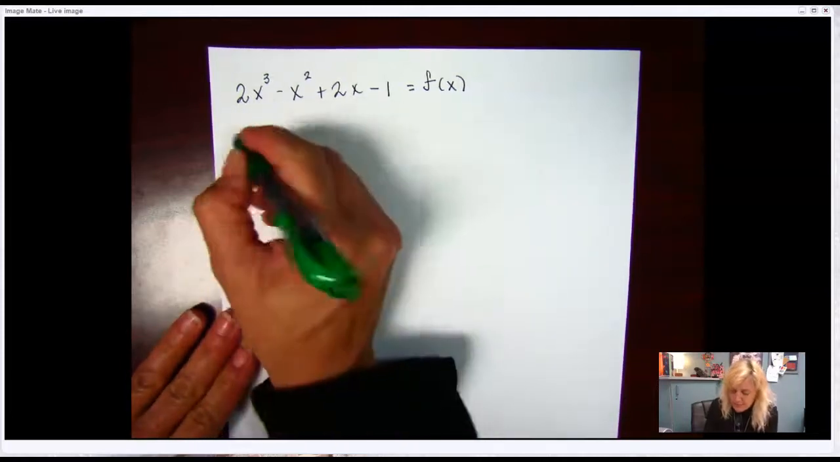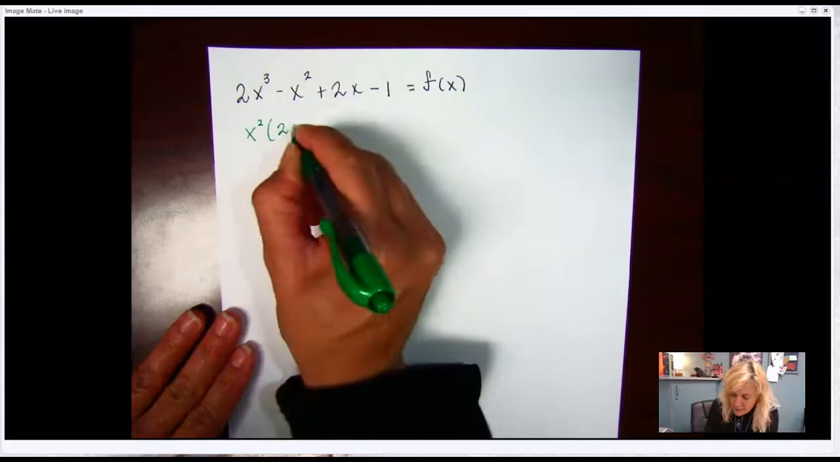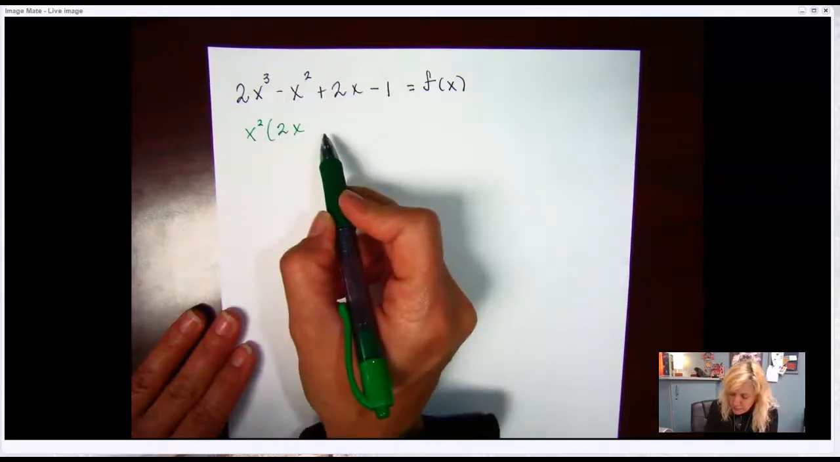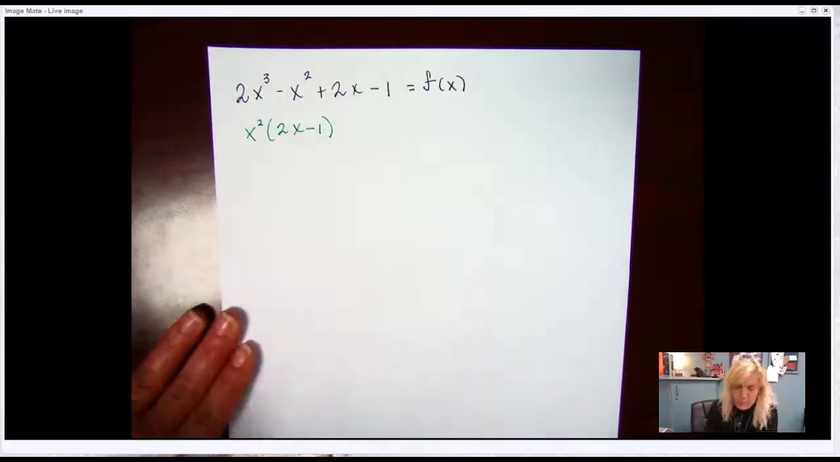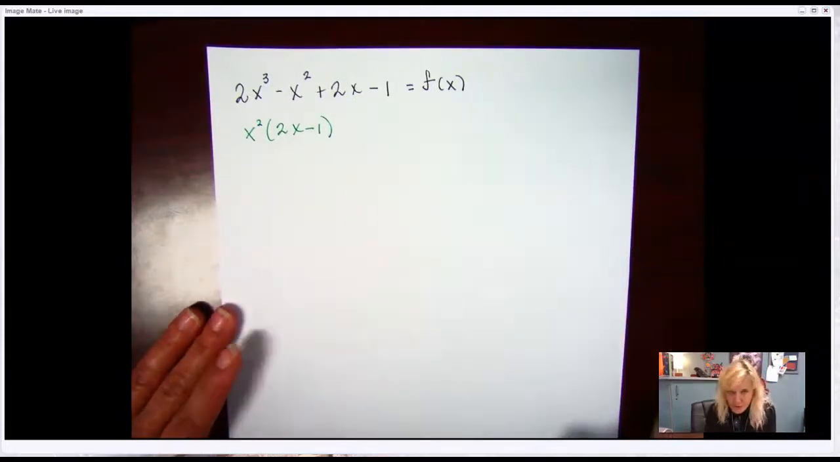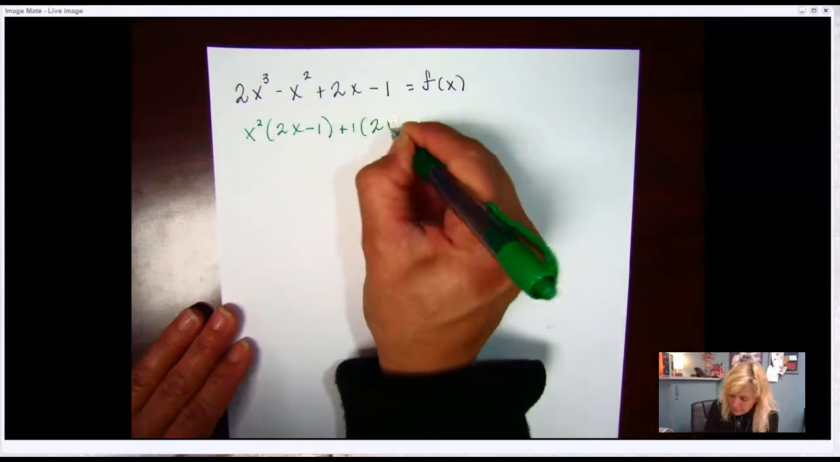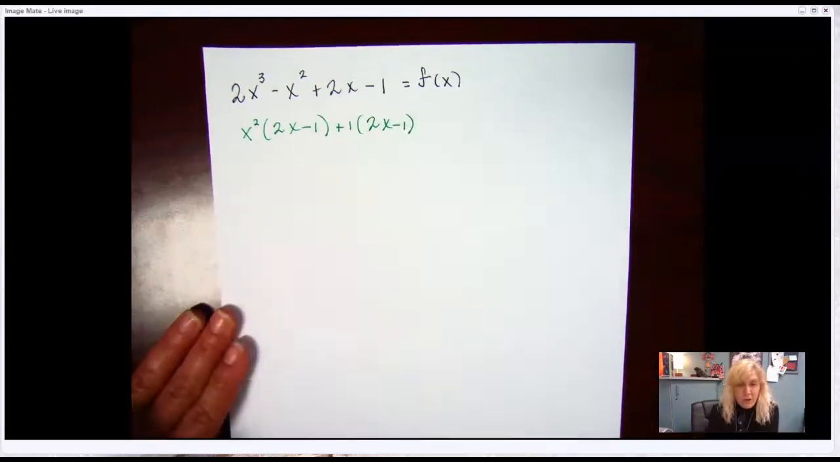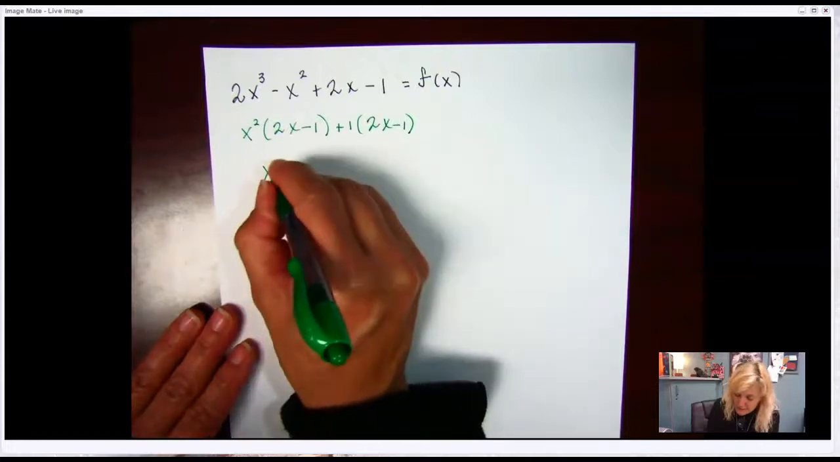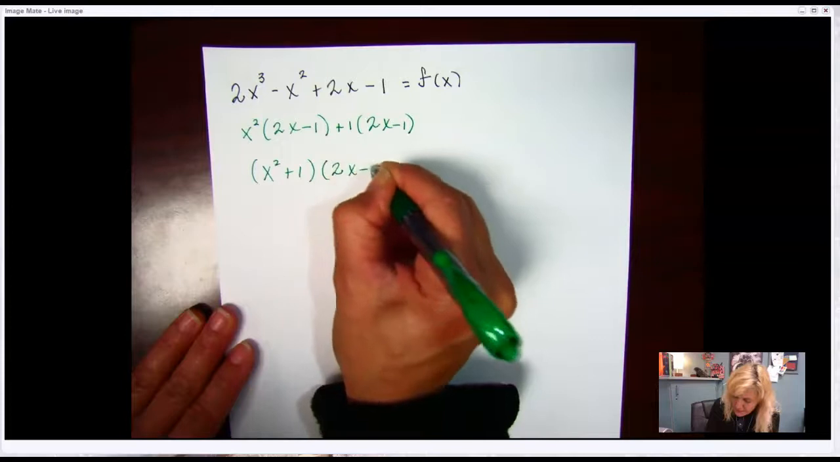So remember, I get to take an x squared out of this first set right here. That's going to leave 2x, and then that's going to be minus 1. And then, of course, that is a 2x minus 1, but you always have to factor out something, so I'm going to write plus 1. So our factored polynomial is x squared plus 1, and then 2x minus 1.